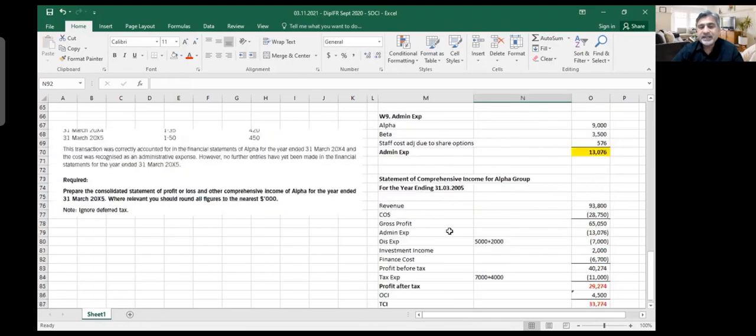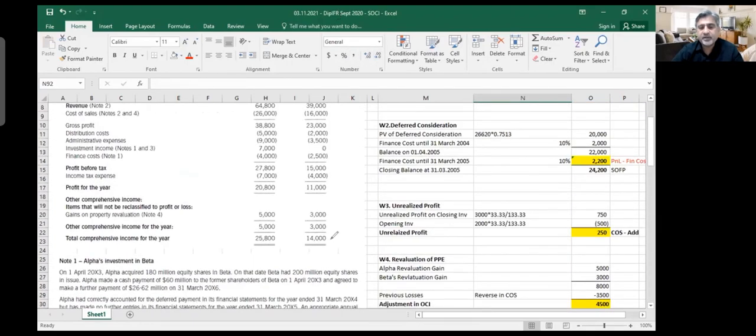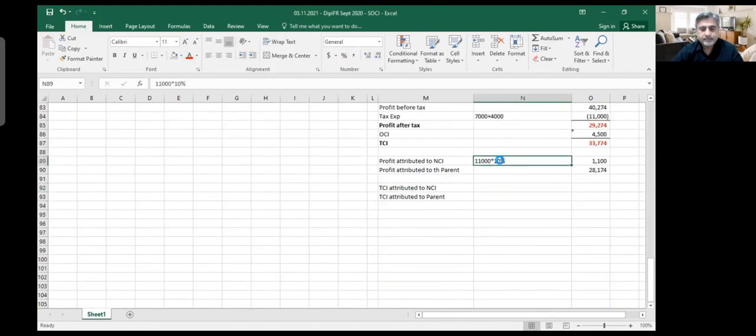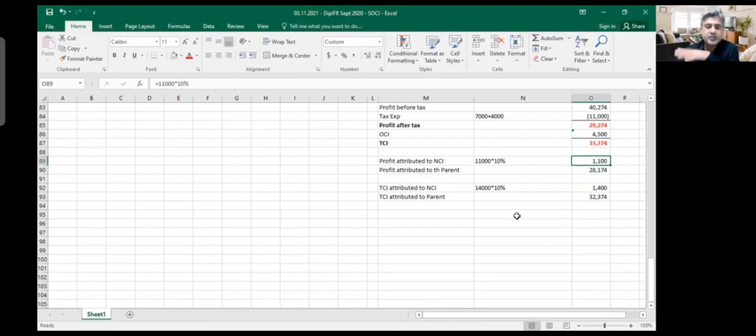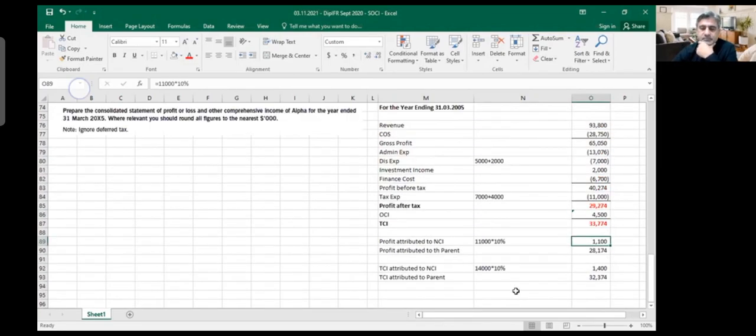And then I go to TCI. If I see the total comprehensive income, again I'll take the full number 14,000, and I'll take 10% and give it to beta. So this is now 14,000 into 10%. And then this 33,734 minus this 14,000, and that goes to the parent. So you divide or distribute the profit between the two and the total comprehensive income between the two. Nothing else is needed. This is done. This question is solved. If you've got anything else to ask, please ask.